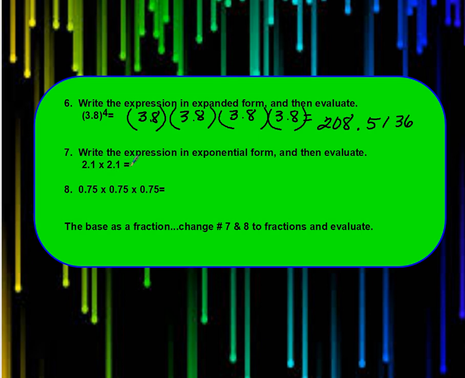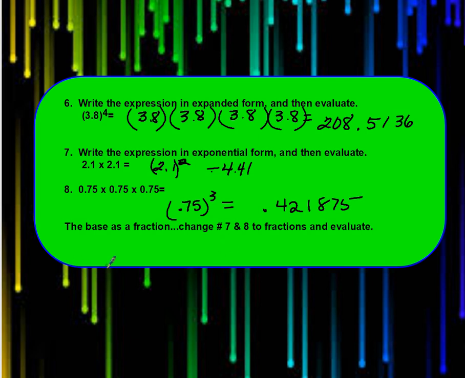Number 7. We need to write this one in exponential form. So we're going to have 2.1, and it is squared because there are 2 of them. Probably should put that in parentheses. And 2.1 times 2.1 is 4.41. Number 8 is 0.75 cubed. There are 3 of them, cubed, and our answer as we multiply that is 0.421875.